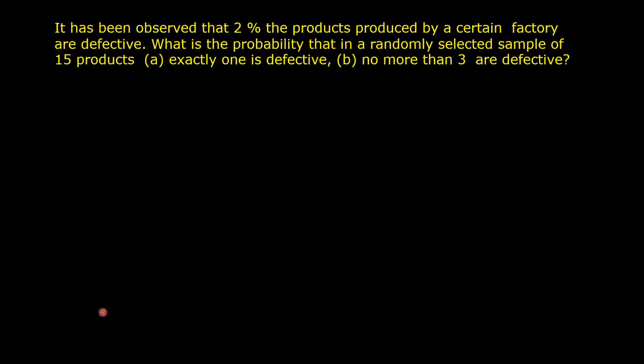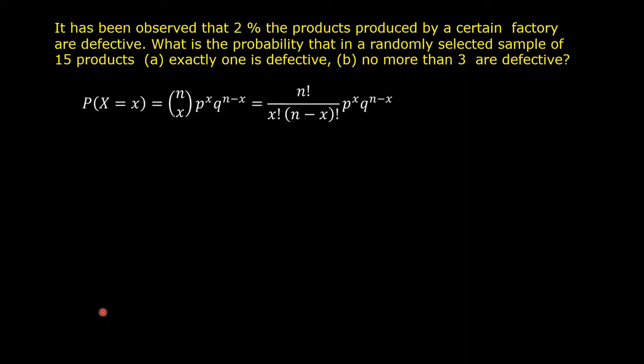We are going to use this binomial distribution formula. P of uppercase X equals lowercase x is equal to n choose x times p raised to x times q raised to n minus x, which is equal to n factorial over x factorial times n minus x factorial, times p raised to x times q raised to n minus x.